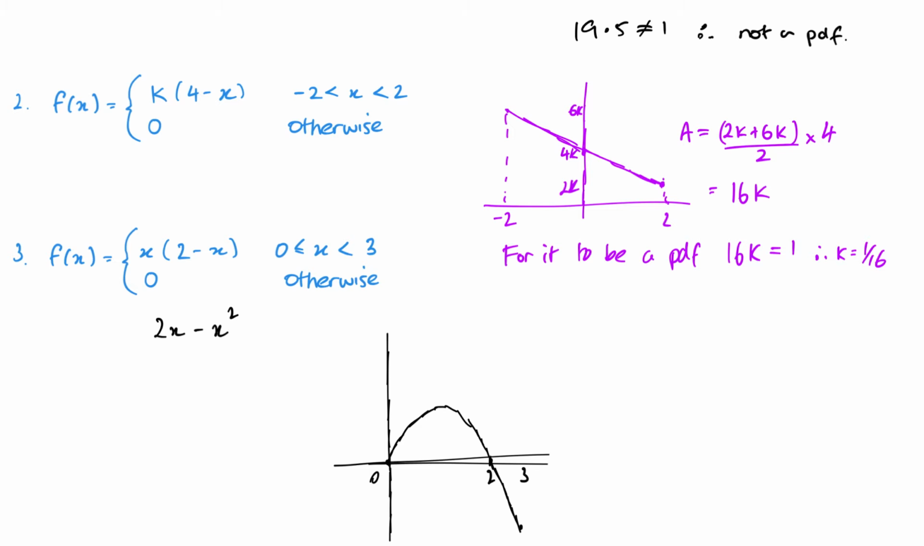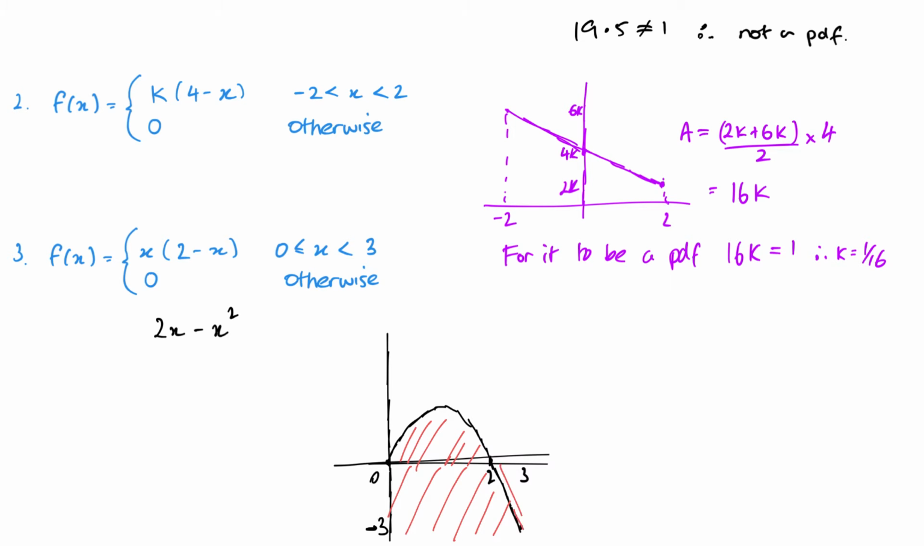So 2 minus 3 is minus 1. Minus 1 times 3 would be minus 3. So this is going to be at minus 3 there. And this now is my probabilities. This area under here, isn't it?